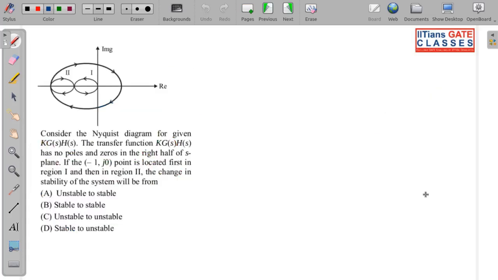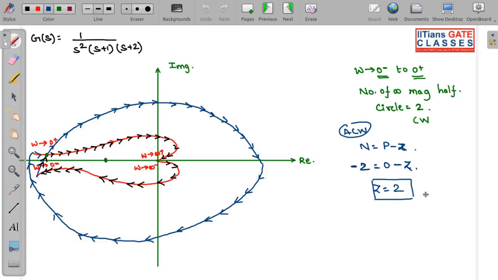Now we have a few questions over here. Now one more trick I will be showing you. Sometimes they ask in the question the number of encirclements around the critical point. So you might be thinking that we have to draw all this. Okay, no, it is not required. For your objective paper, it is very simple. How? I will tell you.